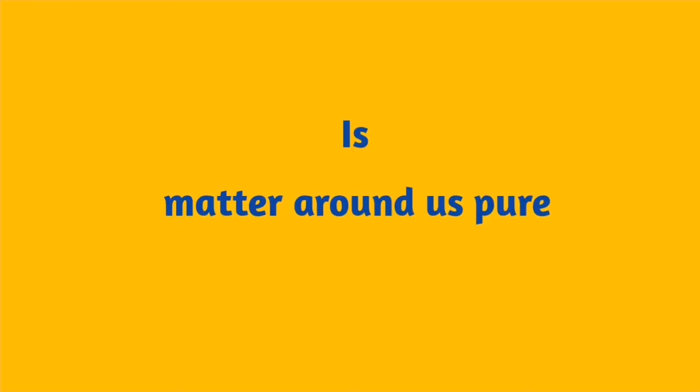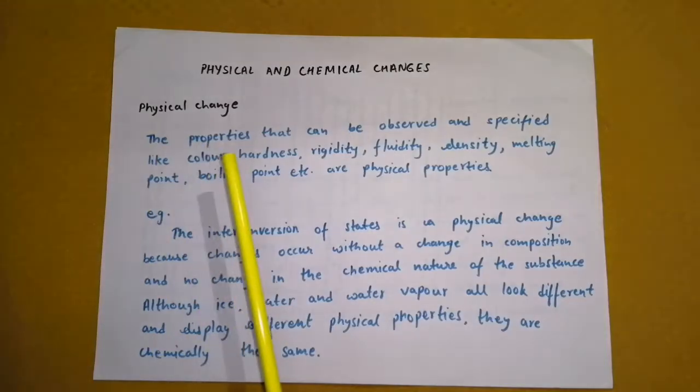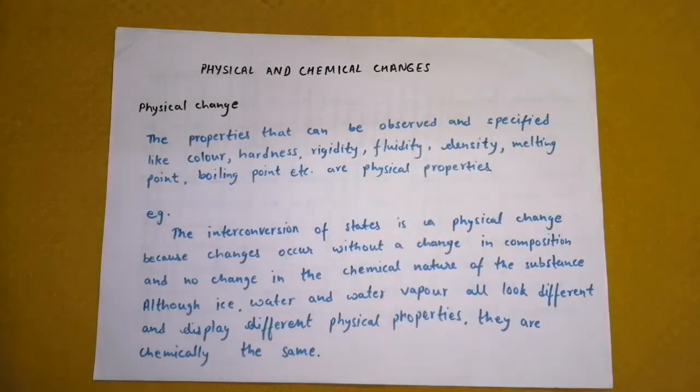Is matter around us pure? Physical and chemical changes. The properties that can be observed and specified, like color, hardness, rigidity, fluidity, density, melting point, boiling point, etc., are called physical properties, and the change in physical properties of any substance is called physical change. Example: interconversion of states of matter.